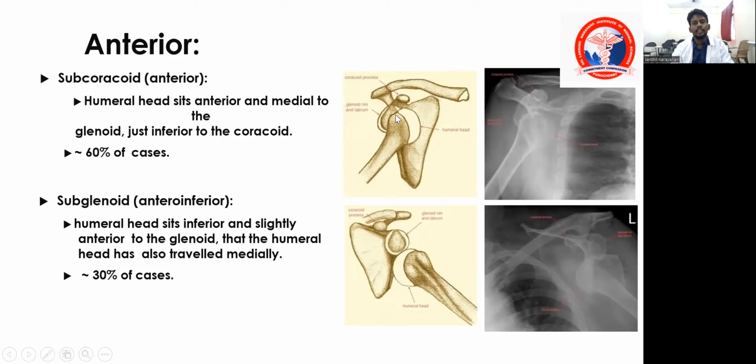Here we can see that this is the subcoracoid anterior dislocation. Humerus sitting anterior and medial to the glenoid and inferior to the coracoid. Here we can see the subglenoid dislocation. Humeral head sitting inferior and slightly anterior. This is inferior and minimally anterior to the glenoid. Here you can see mostly inferior and just anterior, and inferior and below the coracoid.